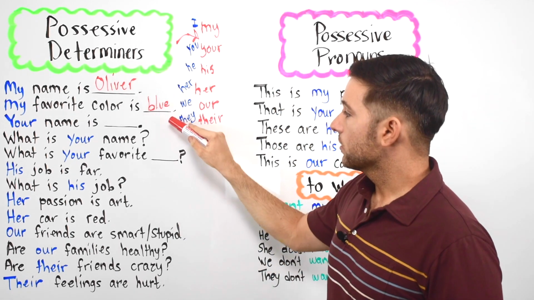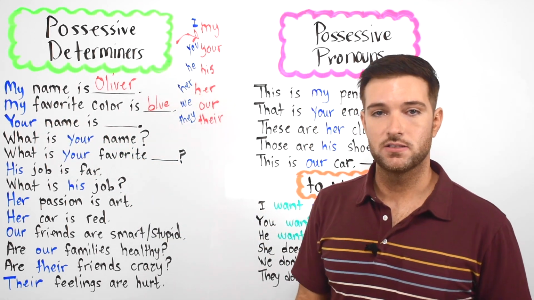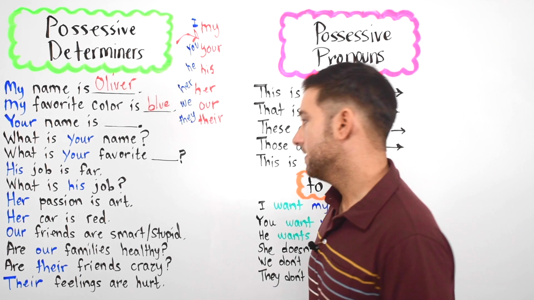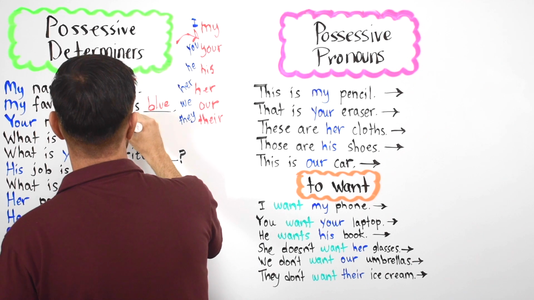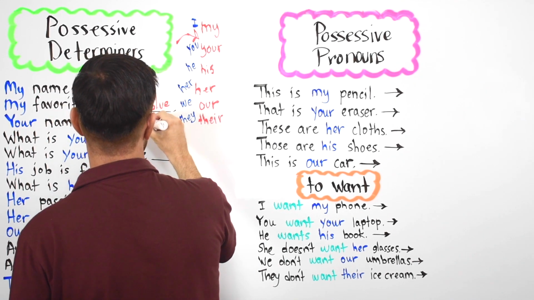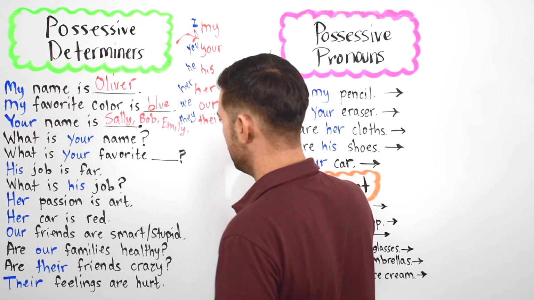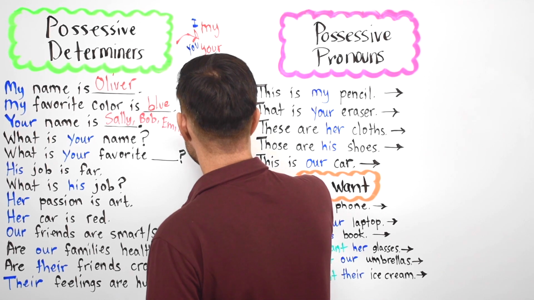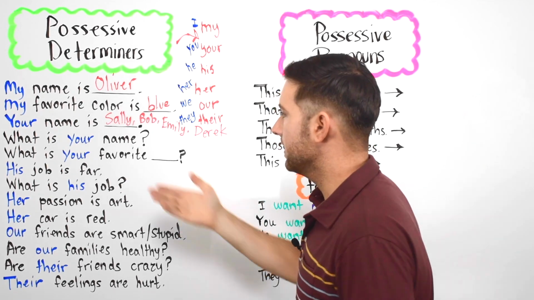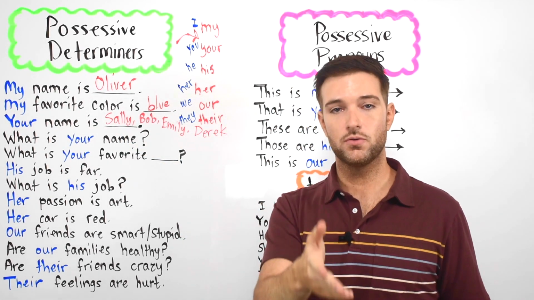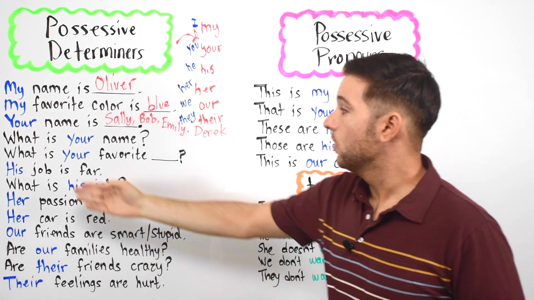And then we're going to move on to the next one with your. It says your name is, and then a blank space. So your name is, and you put the person's name. Your name is Sally. Your name is Bob. Your name is Emily. Okay, you can put whatever name you want. Your name is Derek. Okay, Derek, etc. Whatever the name is, you put the name. Your, meaning you, your name is, and so on. Okay? Or you can even ask the question, what is your name?